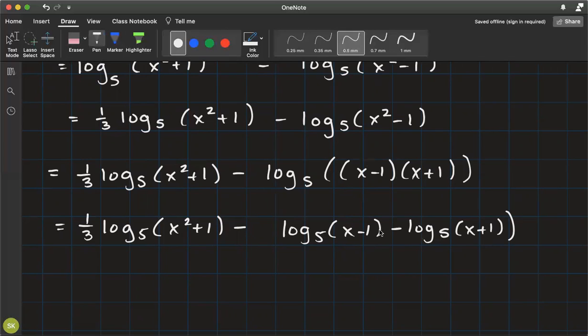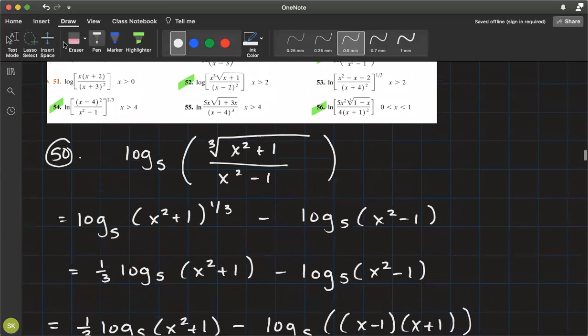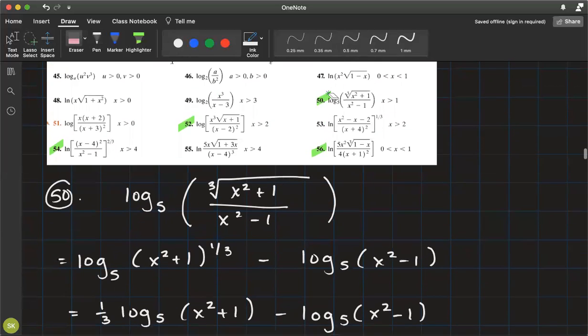A good question is, how far do I go? How do I know when to stop expanding these logs? Well, you want to factor as much as you can. So I knew that this was factorable, and that's why I broke it into pieces like this. Now this piece is not factorable. I know that because it's a prime polynomial. So a lot of this is just trial and error. Okay, let's try 52.